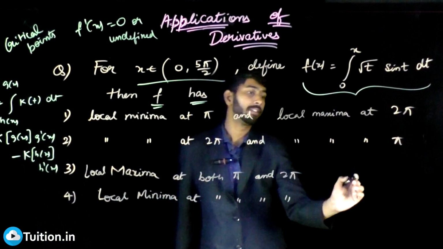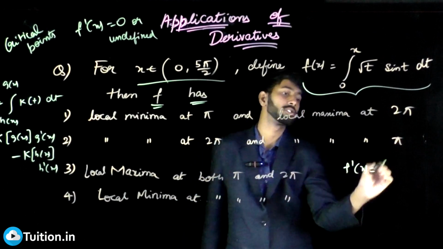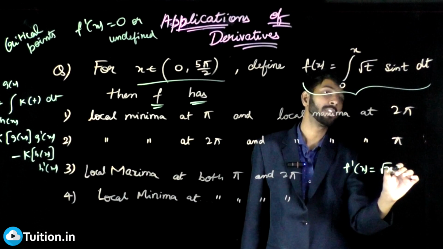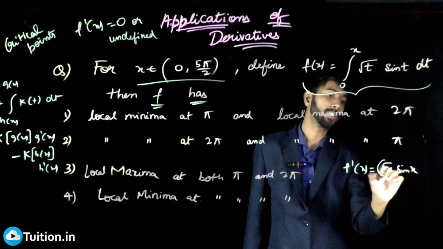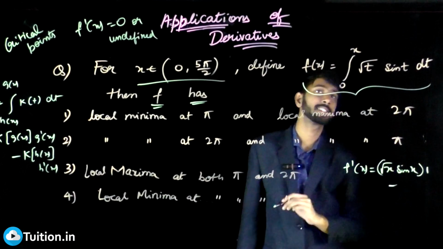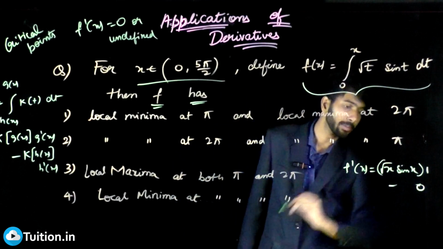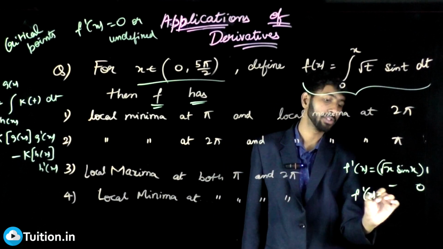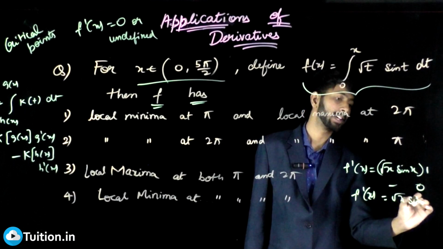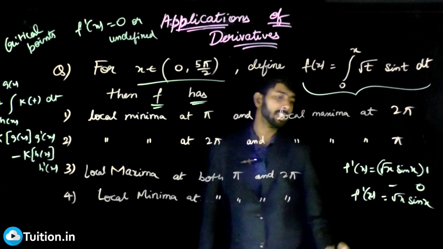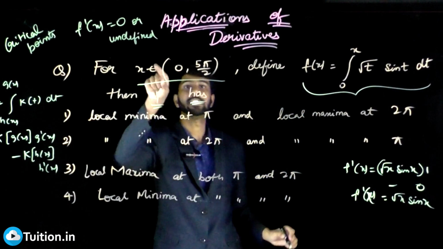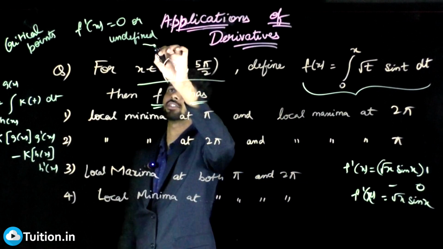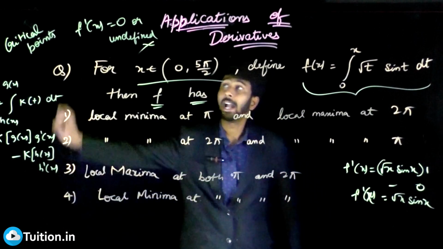To get the derivative of this function, I'll first put x inside this. Wherever t is there, I'll replace that with x. I'll differentiate x with respect to x, which will give me 1, minus, I'll put 0 inside this, so everything will ultimately become 0. That means the derivative of my function is nothing but root x sin x. It's clear that in this interval there is no x for which this will be undefined, so the undefined case is not needed. I need the 0 case.